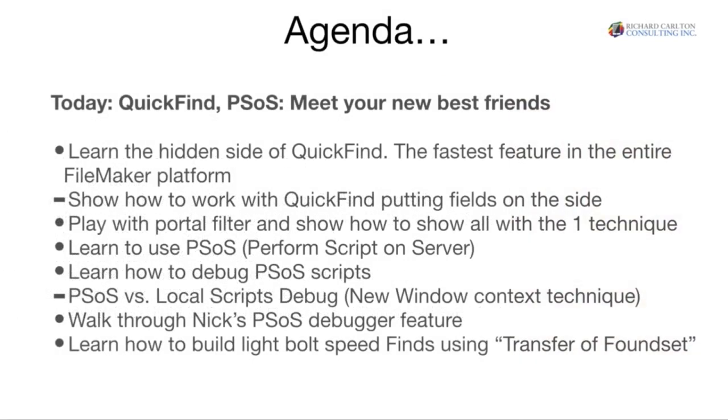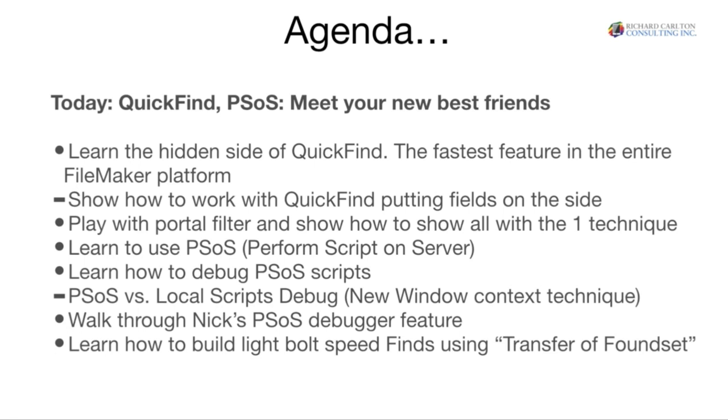I'm going to demonstrate a feature that I built. I call it the Pisos debugger. It's very neat, and you will have that in the sample file. I'm going to demonstrate from the sample file so you will know how it works. And then we are going to learn how to build lightning-fast, warp speed finds through relationships, throughout multiple tables, using a technique we call transfer of found set.